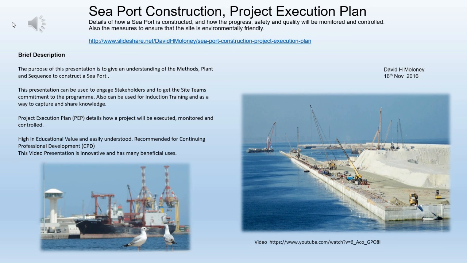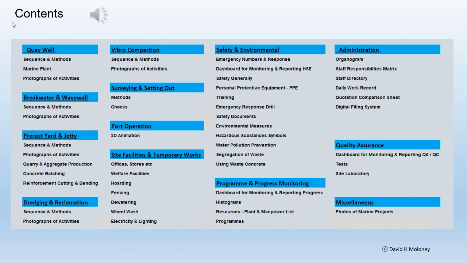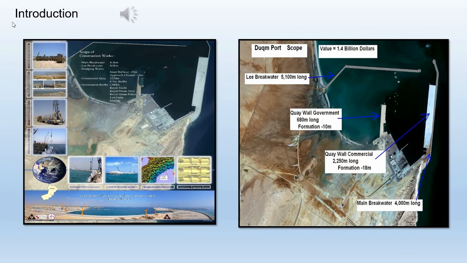Seaport construction, project execution plan. Includes the details of how a seaport is constructed, and how the progress, safety, and quality will be monitored and controlled. Also the measures to ensure that the site is environmentally friendly. Contents include construction methods, temporary works, programming, health and safety, administration, and quality assurance. Maps showing and giving the main quantities.